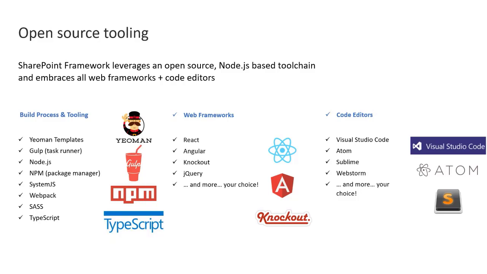We have the build process and tooling using Yeoman, Gulp, Node, NPM, everything. And we have web frameworks like React, Angular, Knockout, jQuery, and other libraries like Backbone, Handlebars, everything. And we have code editors that are also open. We can use any, but it's preferred to use Visual Studio Code. You can also use Atom or Sublime or WebStorm. I have different options. Okay, what is that? One by one we will come.